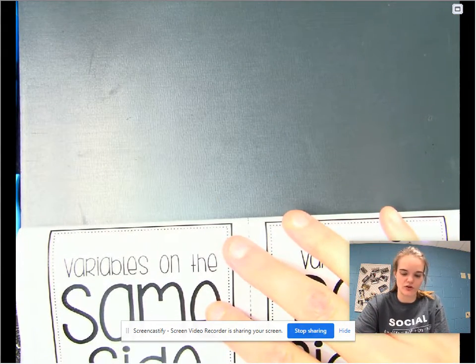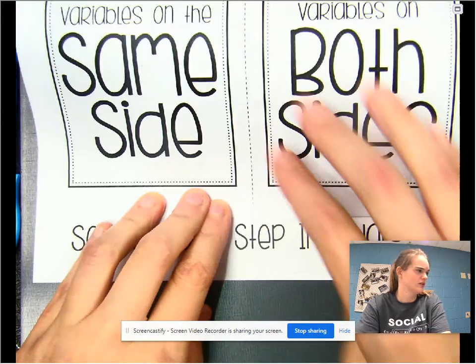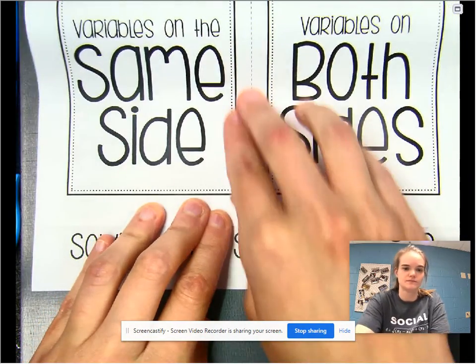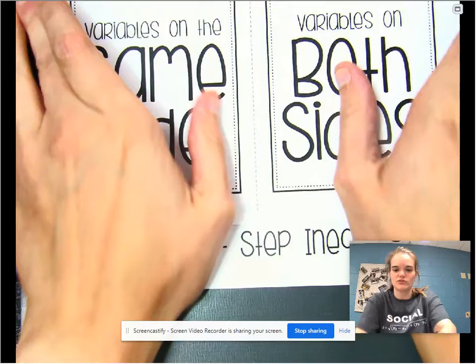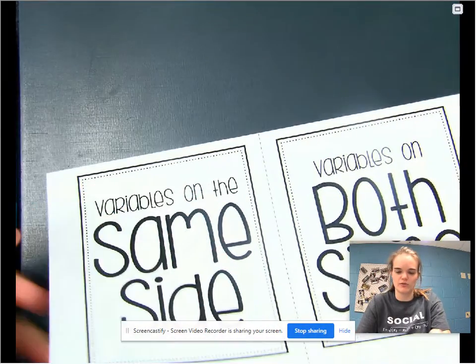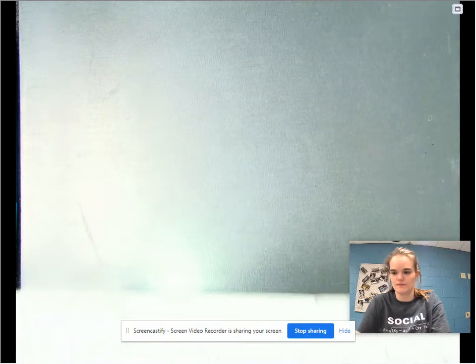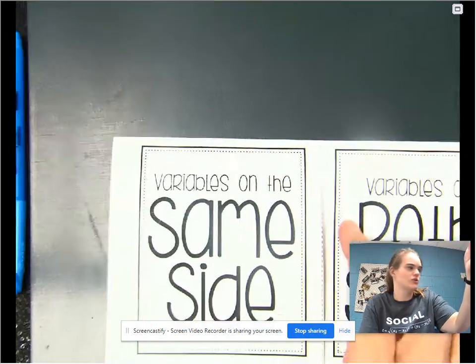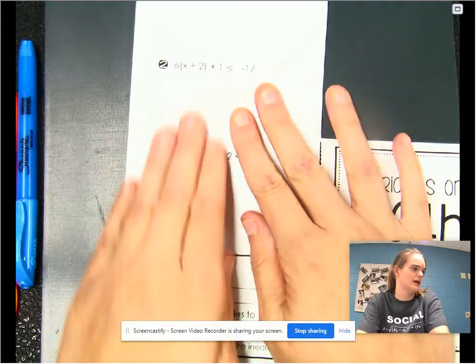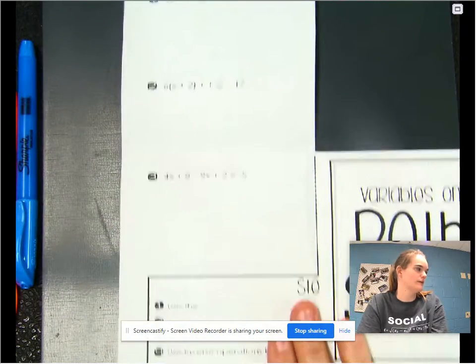To the words solving multi-step inequalities, and then cut on the dashed line. Remember, you're not cutting it all the way through. We're just going to do the variables on the same side part, and we'll do the summary tomorrow, okay?